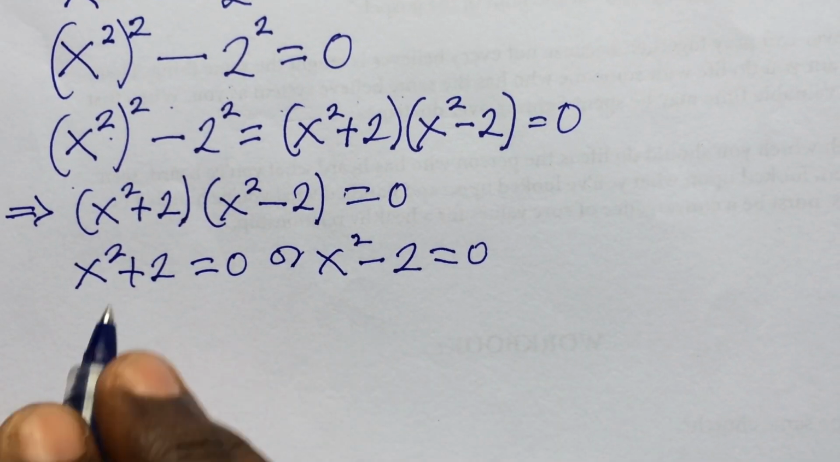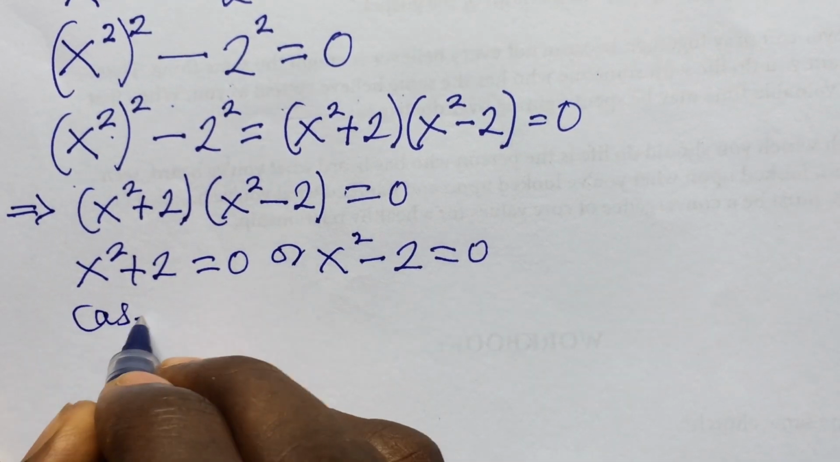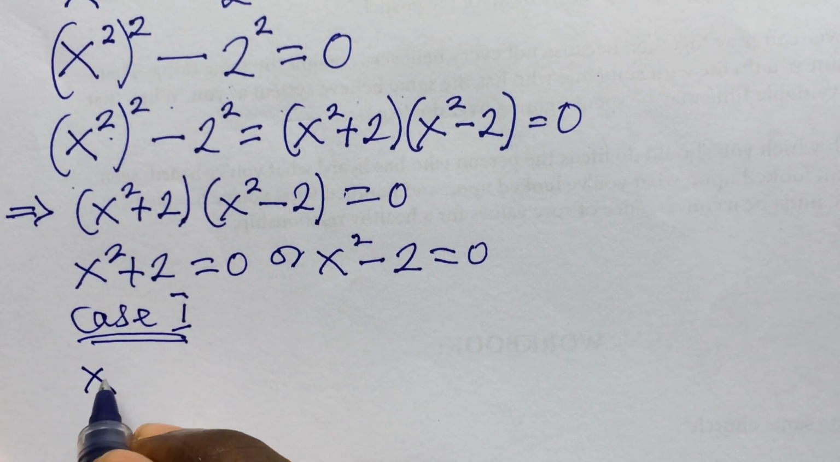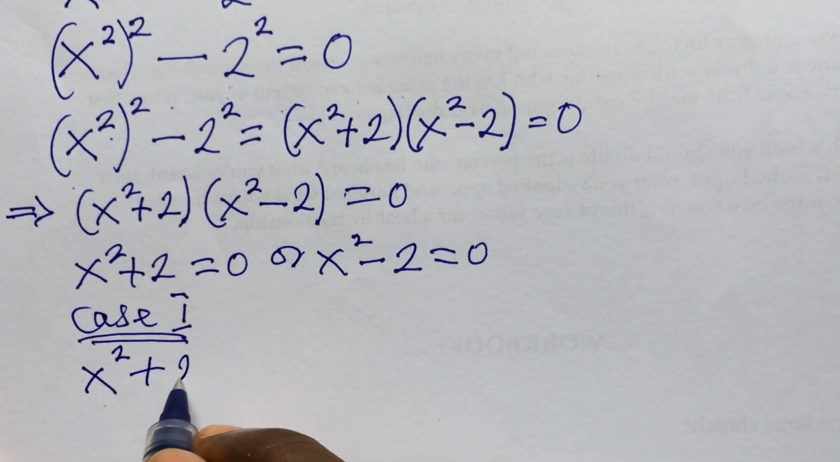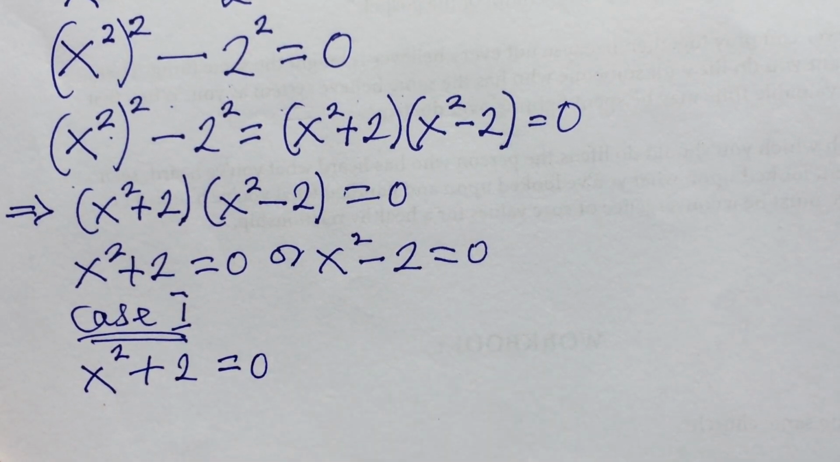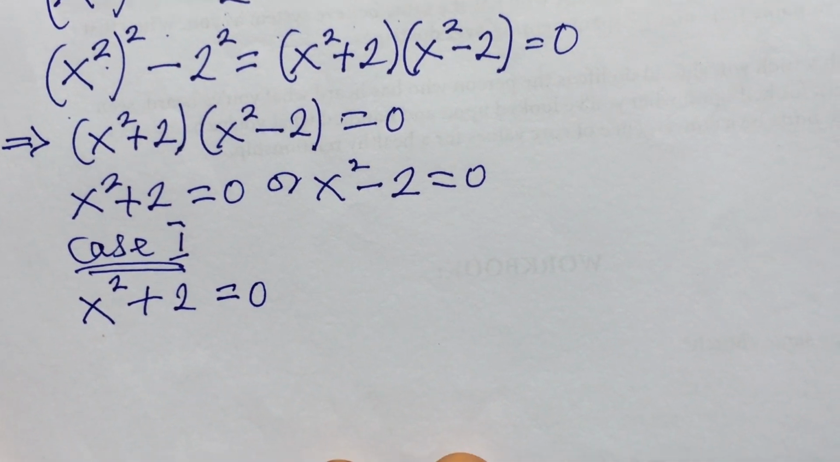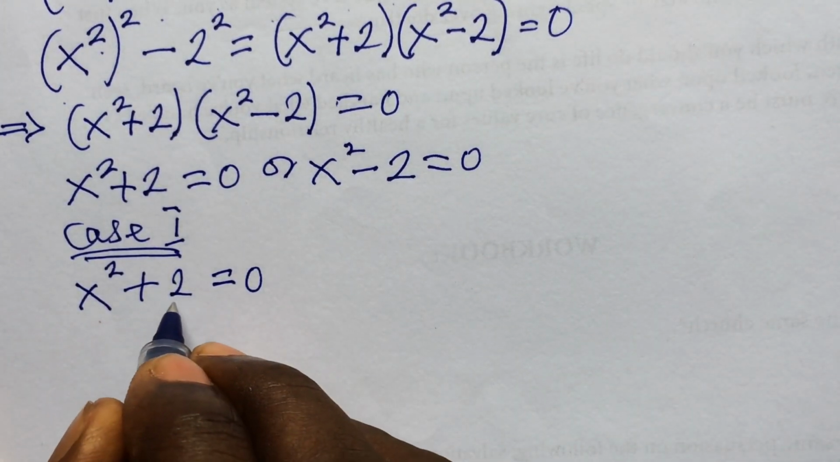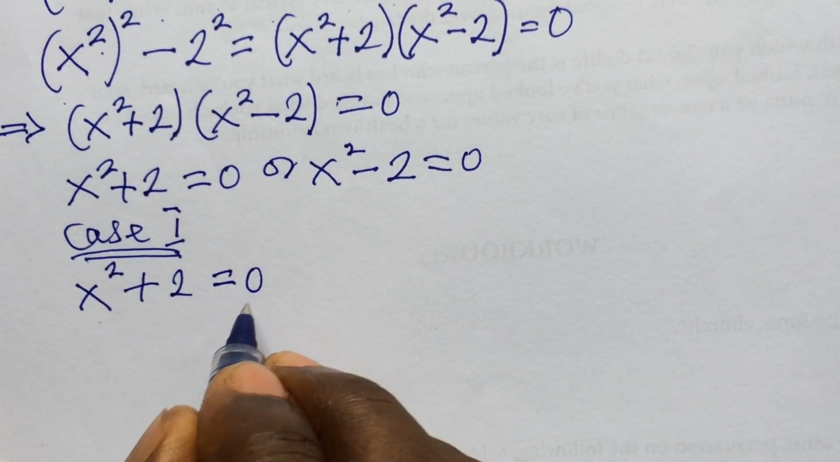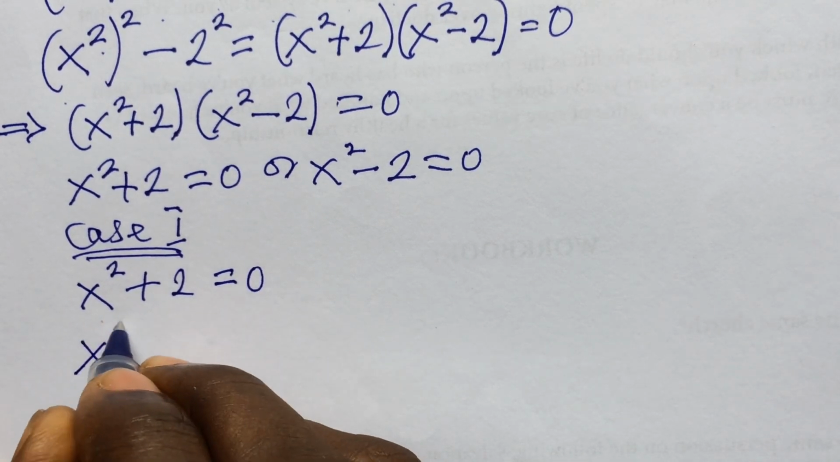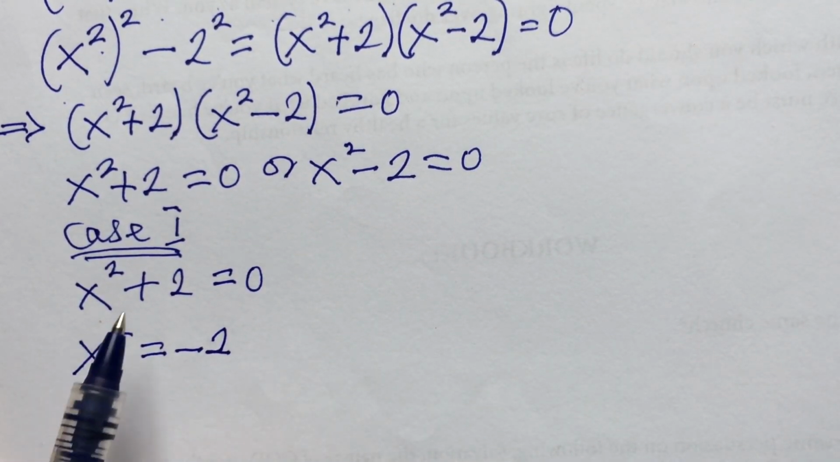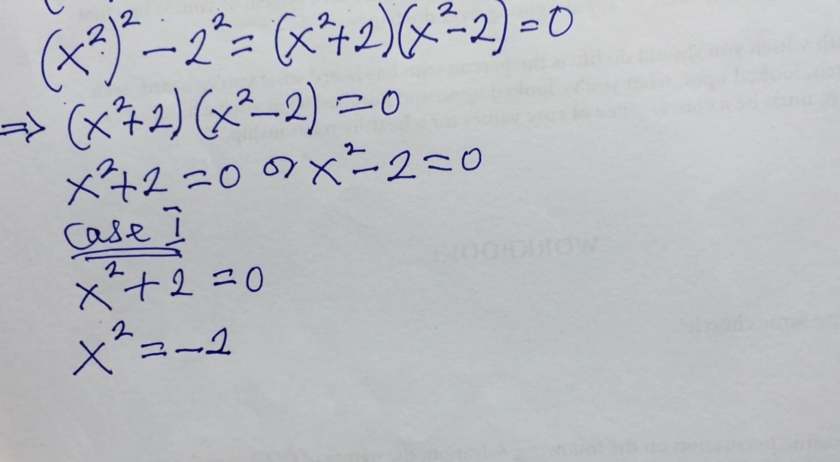So let's take the first case. Case 1 says x to the power of 2 plus 2 equal to 0. Now, of course, this is a quadratic equation, so we have to solve this quadratically. This is a constant, so let's move it to the other side of the equation. So we have x to the power of 2 equal to minus 2, because where it was plus, crossing the sign of equality, it turns to minus.